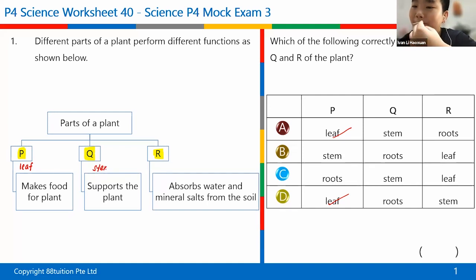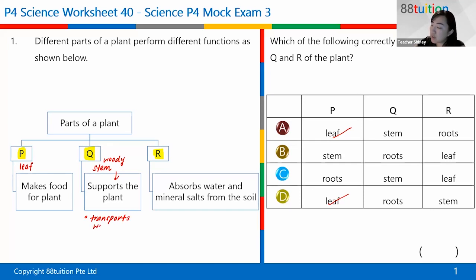Well done. So of course, if we are talking about woody stems, they actually support the plant. Non-woody stems cannot support, they have to cling on to another support. But at the same time, the stem also serves another function. The stem actually helps to transport. You will learn more about the transport system in plants in primary 5. But at this moment, you do need to know that it transports water and mineral salts.